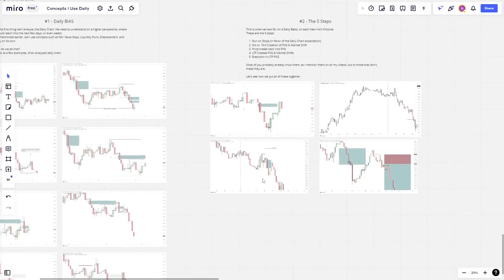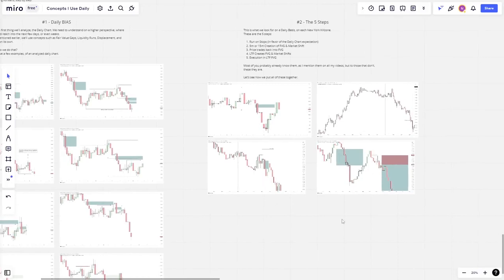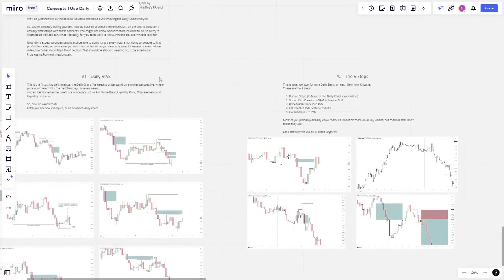And now we need to talk about trades, right? Trades. This is basically it. This is exactly what I do. I look at the daily bias. What do I think about the daily bias? What do I think could happen today or through the entire week? And then I just look for the 5 steps in that direction.